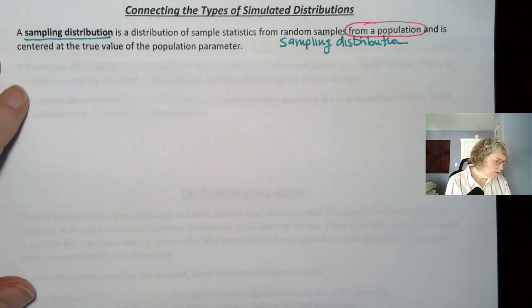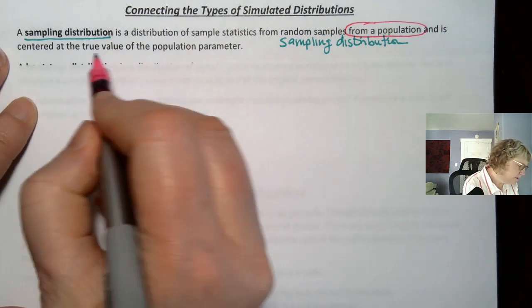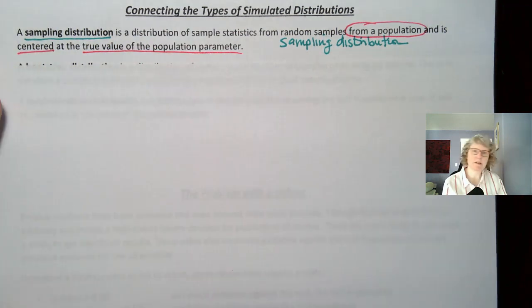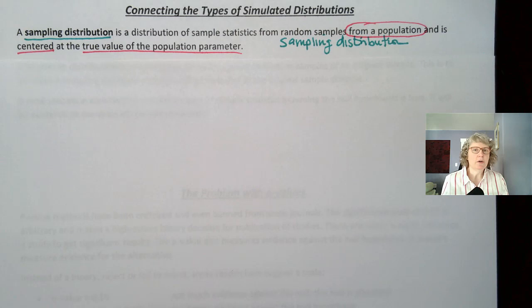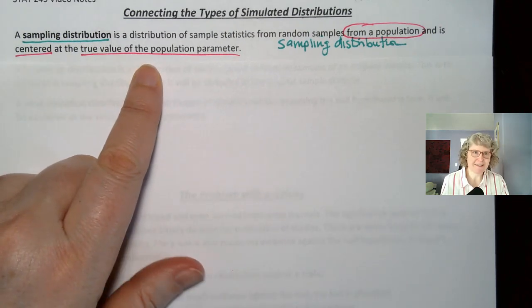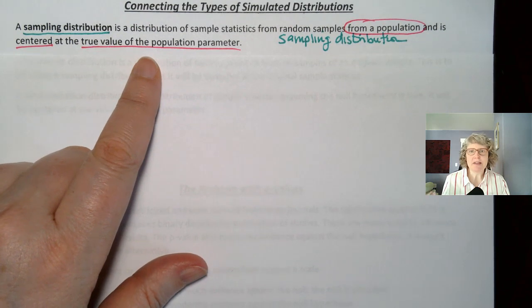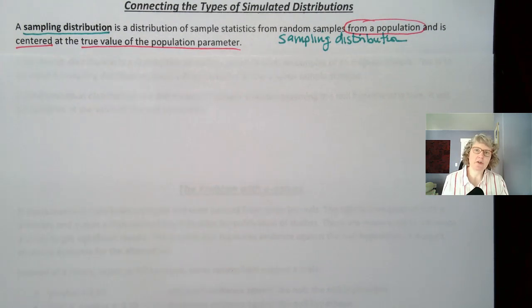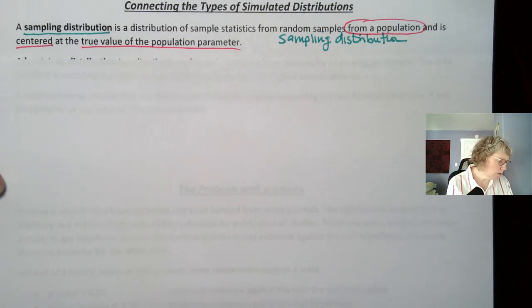Now it's centered at the true value of the population parameter. That's where the middle is going to be, the center. Usually the mean, because it's symmetric. Remember, usually we don't know the true value of the population parameter. That's why we need statistics. But here we're pretending we do know the parameter so that we can understand the behavior of random samples. So remember, that's why we were doing that one.